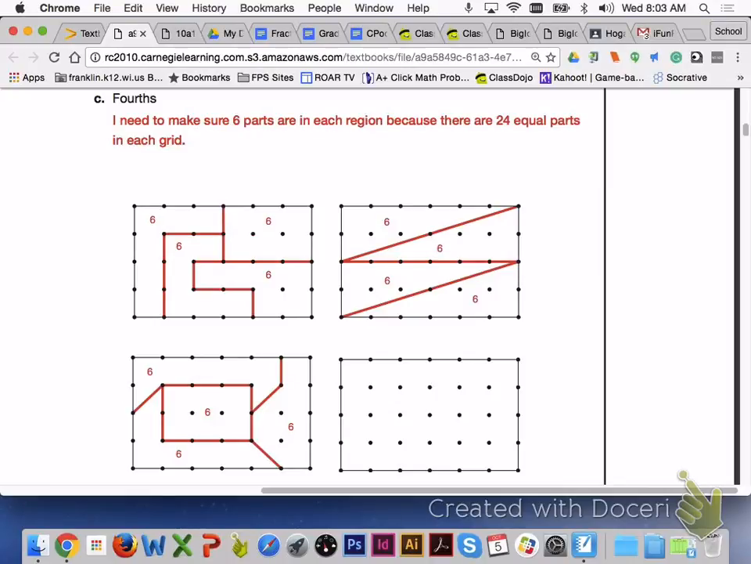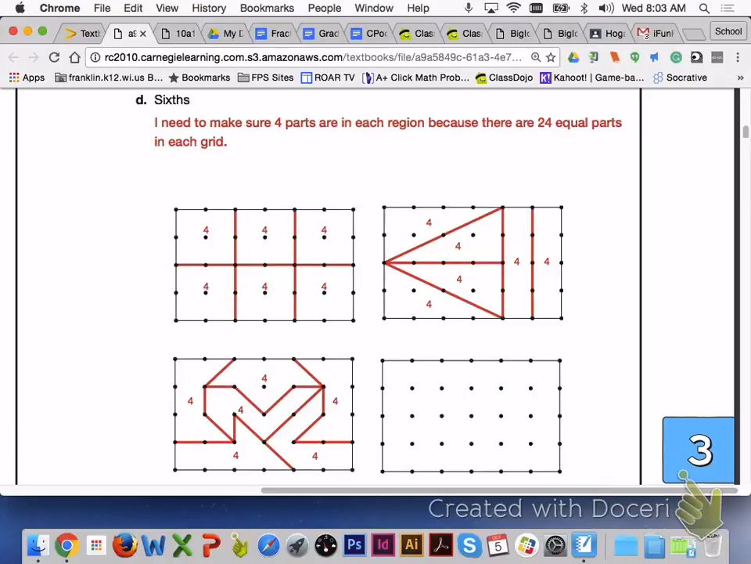Examples of what your flags could look like with fourths, you need to make sure 6 parts are in each region because there are 24 equal parts in each grid. Examples of what your flags could look like for sixths, you need to make sure there are 4 parts in each region because there are 24 equal parts in each grid.